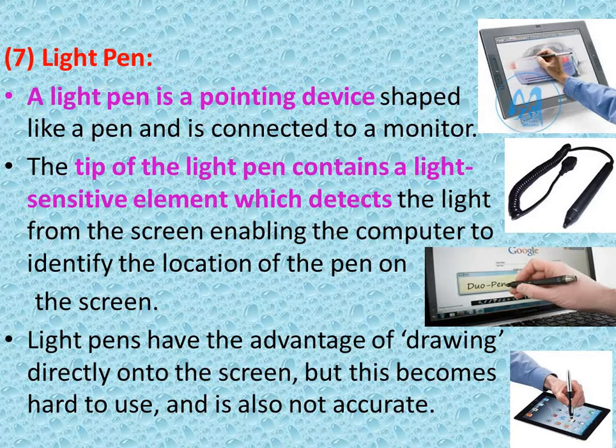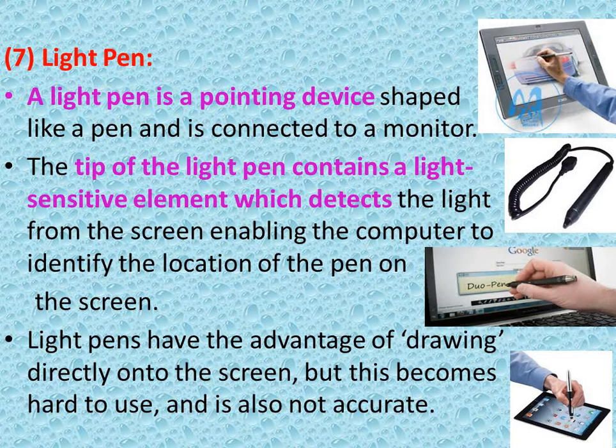They have the advantage of drawing. You are able to draw directly onto the screen. But this becomes hard to use and is not so accurate. Light pens are better suited to artistic and design work more than a mouse. But it requires specialized monitors designed to interact with the pen. Mostly the monitors are old cathode ray tube technology, making them cumbersome and exceptionally heavy.